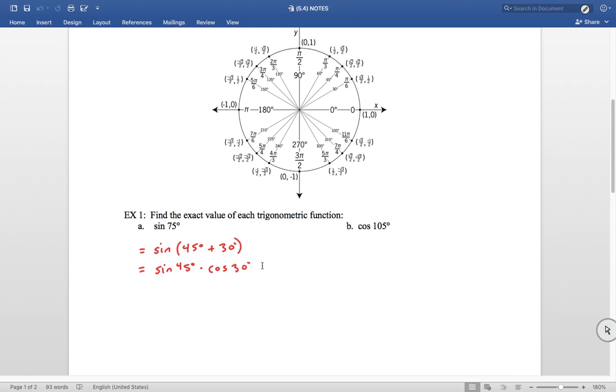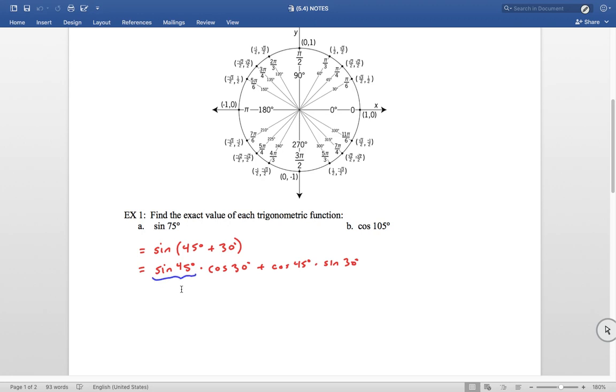I'm writing a little smaller than I normally do because I don't want to drift over here, so start over to the left a little more on your notes, or just write a little smaller. Plus cosine of 45 degrees times sine of 30.